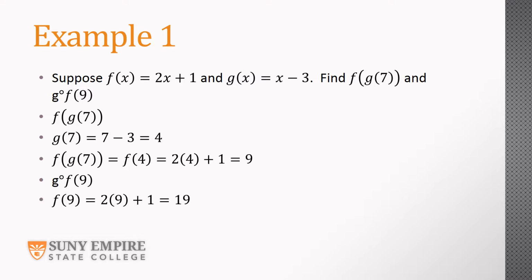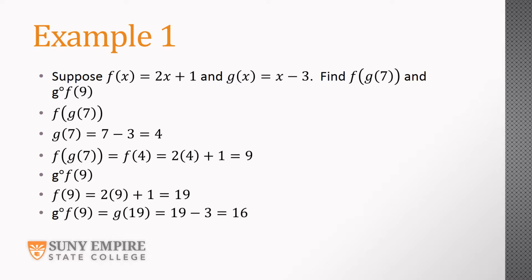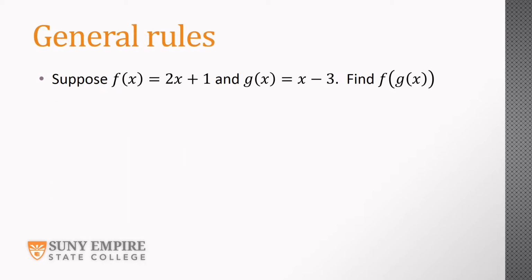Now we can find g following f of 9. To begin, we find f(9). We have 2 multiplied by 9, plus 1. f(9) equals 19. Now we insert that answer into function g. Finding g(19) means we have 19 − 3. g following f of 9 equals 16.